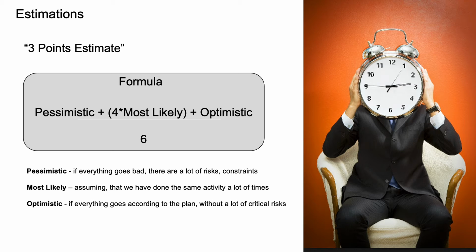Pessimistic means that if everything goes bad, there are a lot of risks and constraints. Most likely means assuming that we have done the same activity a lot of times. And optimistic time means that everything goes according to the plan without a lot of critical risks. Most likely time is the most probable, therefore it has the biggest weight. Let's see an example.